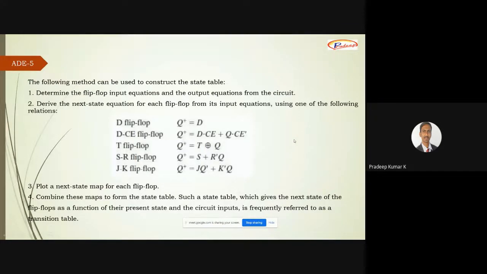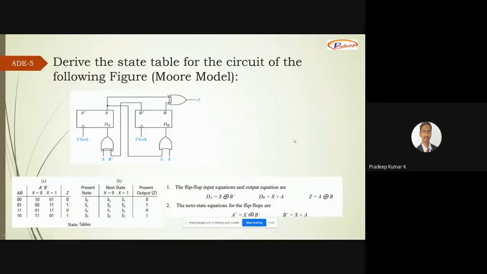So we have a simple explanation for that. I have considered one example, the Moore model. We have two models here: one is called the Mealy model and the other is called the Moore model, where the Moore model is a good example under state table operation. It says: derive the next state table for the circuit of the following figure.